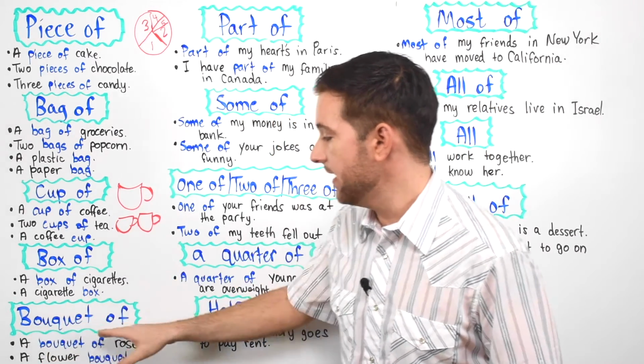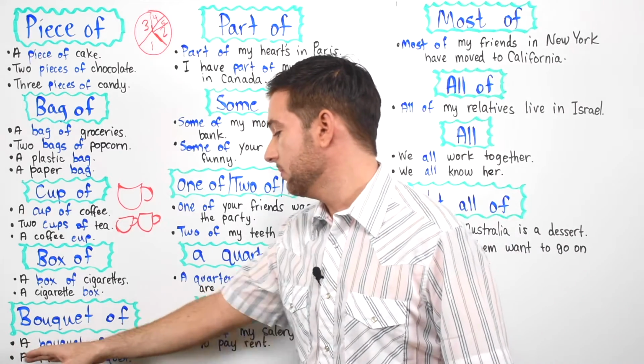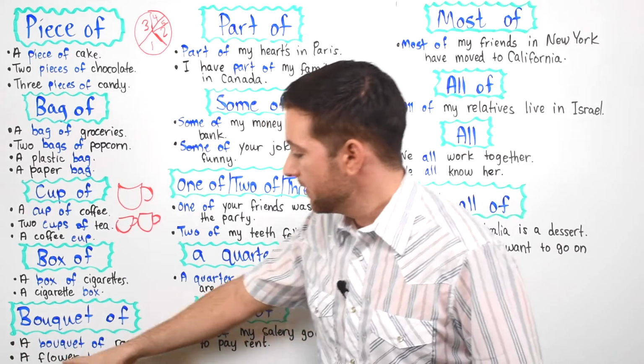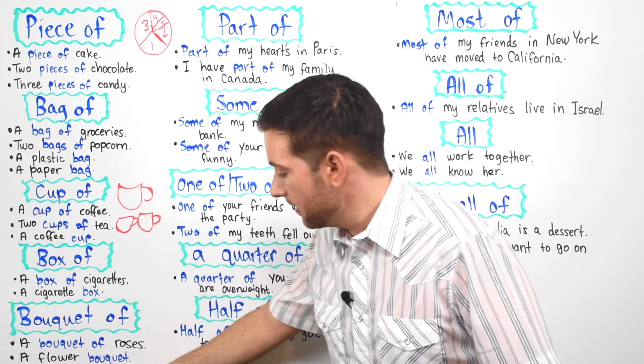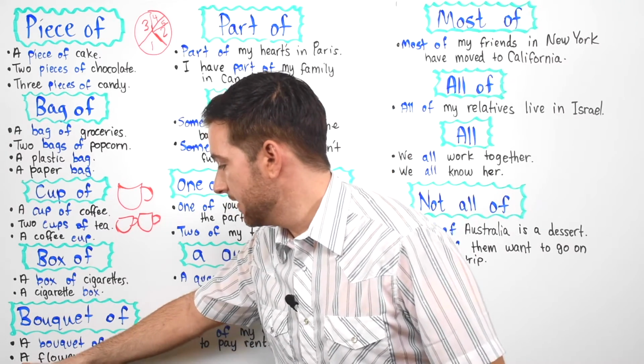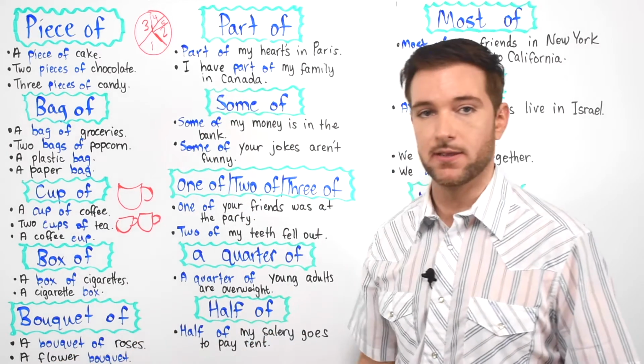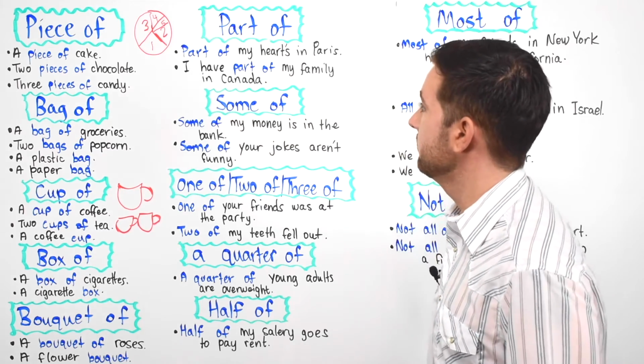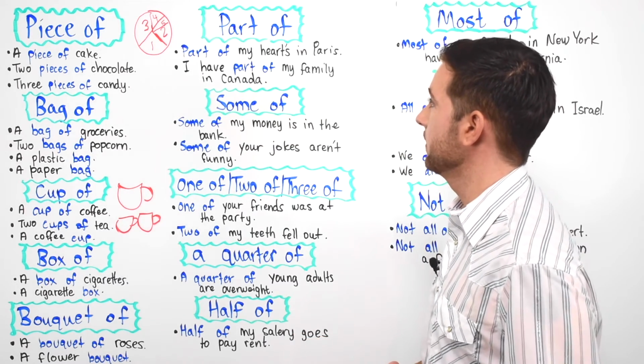Now we have bouquet of, for example, a bouquet of roses. And then same sort of thing, we're not describing quantity, but we're talking about the type of bouquet it is. And this one is a flower bouquet. Okay, that's the kind of bouquet it is. It is a flower bouquet.